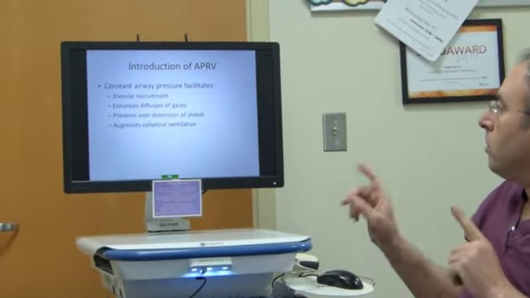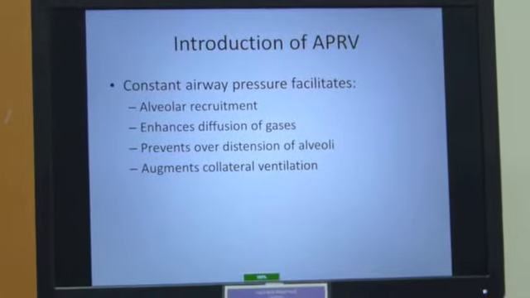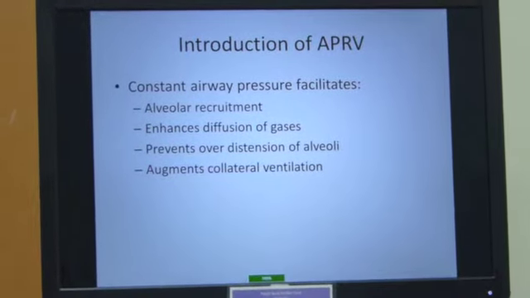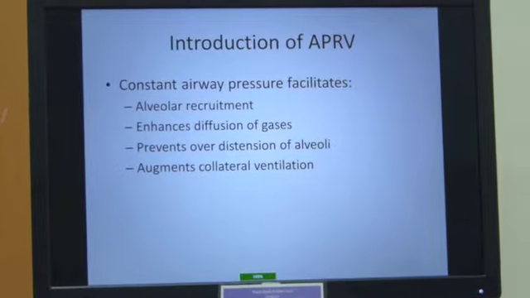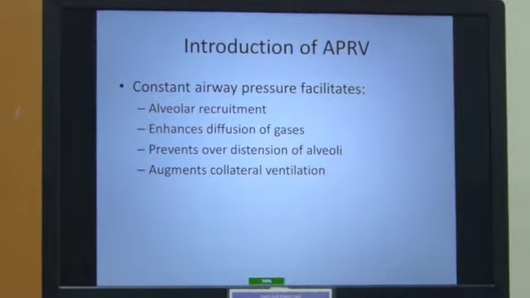So constant airway pressure is recruitment. You're giving a P-high for a prolonged amount of time. It enhances diffusion of gases. It prevents overdistension of the alveolus because you're making sure to not violate the upper inflection point. And then it augments collateral ventilation. I think I have a picture of it.